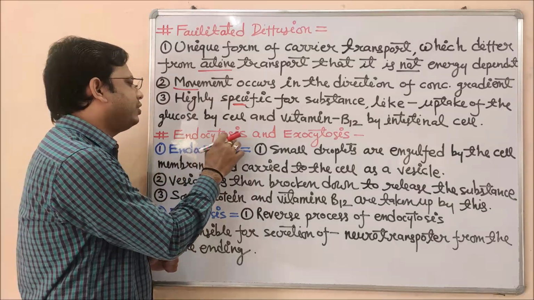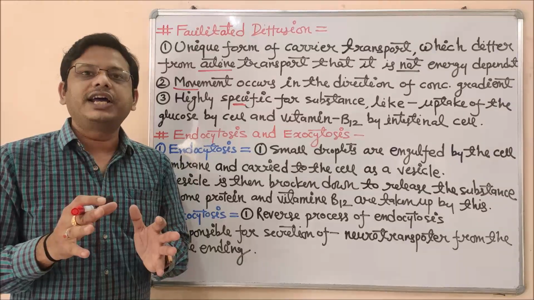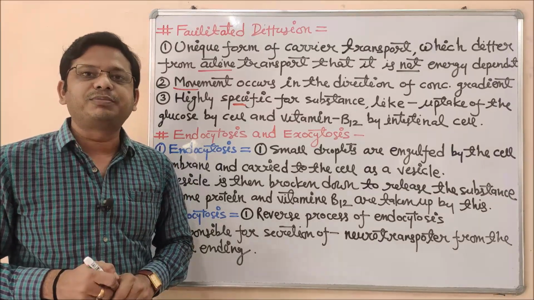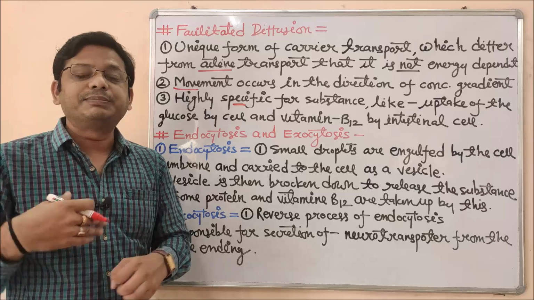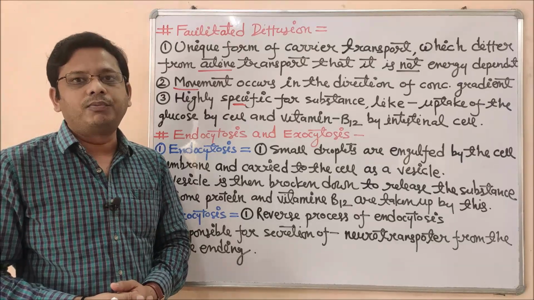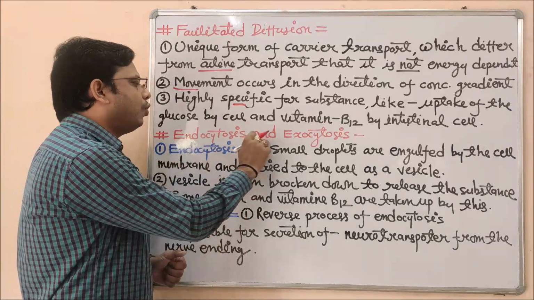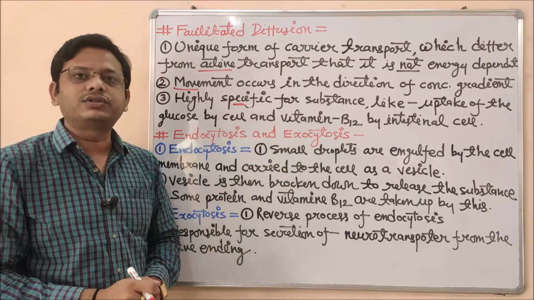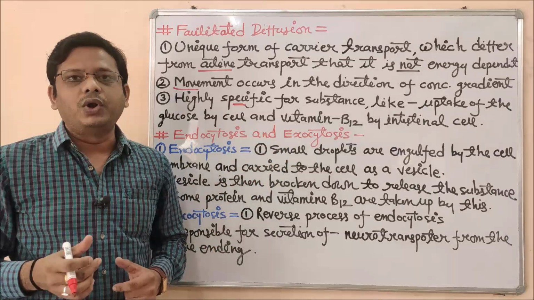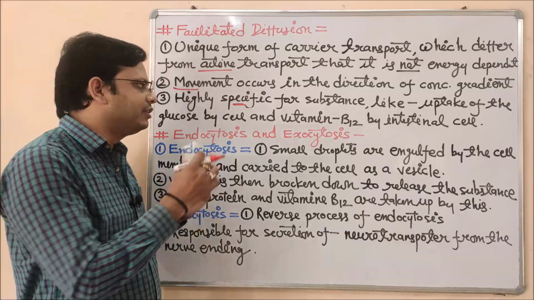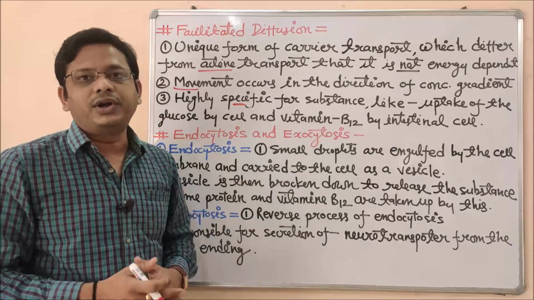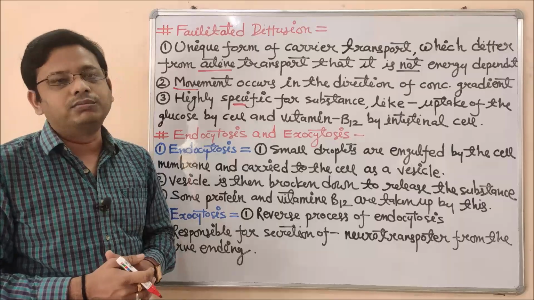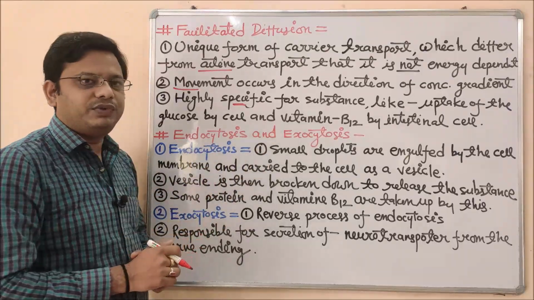So what are endocytosis and exocytosis? Endocytosis and exocytosis are specialized phenomena of movement of molecules either inside the cell or outside the cell. Endocytosis represents movement of drug molecules inside the cell, and exocytosis represents movement of drug molecules outside the cell. So this is the basic difference between these two terms.